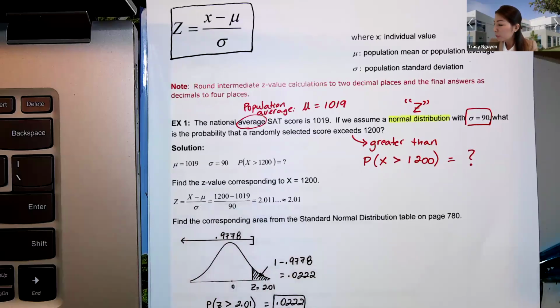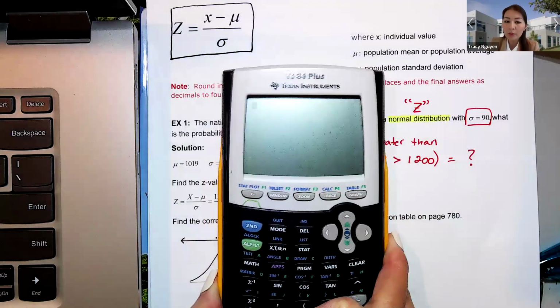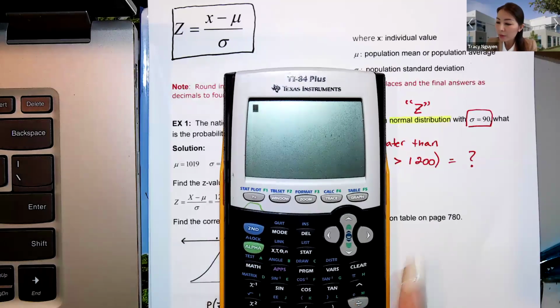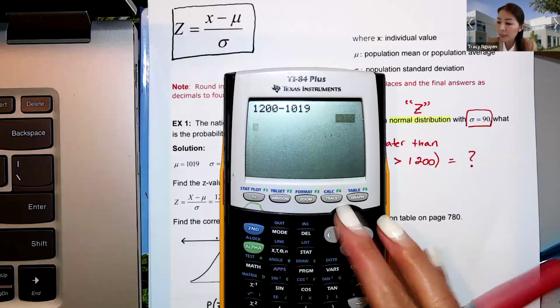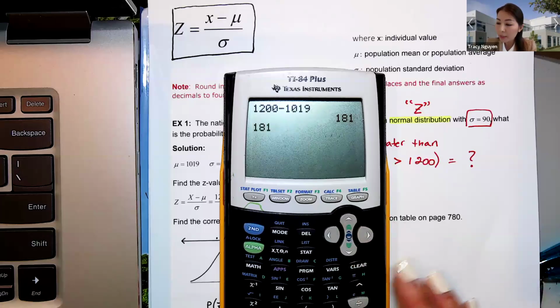All right, I'm going to share my calculator to show you the computation. A couple ways to go about it. One way you can do this, we'll take 1,200 minus 1,019. Press enter to find the difference on the numerator. Then take the result of 181 divided by the denominator of 90 to get 2.011.